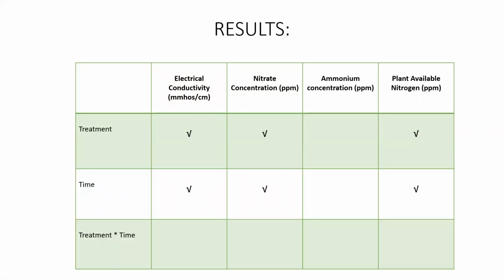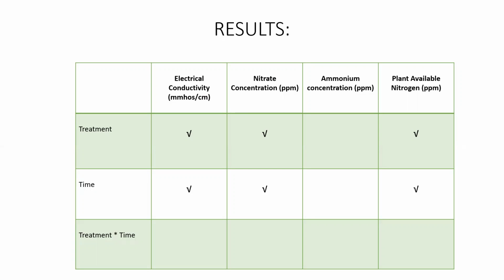ANOVA was performed for all sets of data. Here in the table, you can see the list of data analyzed and the sections where they were significant at the level P lesser than 0.05. In the figure where the tick mark is present, the data was statistically significant as at P lesser than 0.05.